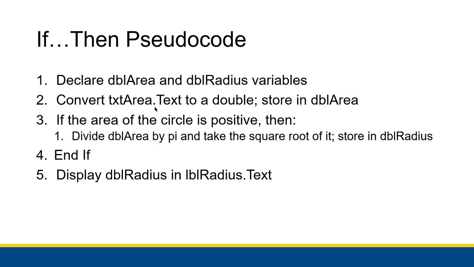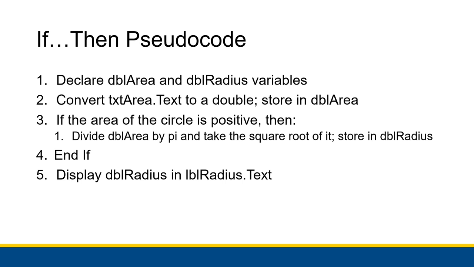We convert text area dot text to a double, store that in double area. If the area of the circle is positive, then we know we're okay to make the calculation because it's not a negative area. We won't run into any troubles by taking the square root of a negative number. And also, it's not 0, which means that we actually do care about making the calculation, since if it was 0, we just give them the 0 that's already in double radius when we declared it. So, we assert that the area of the circle is positive.